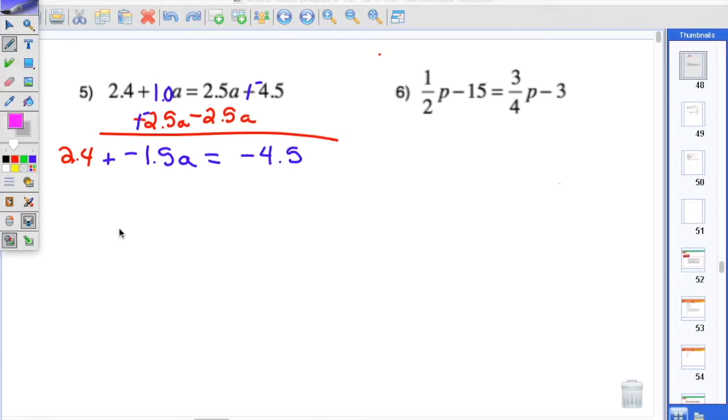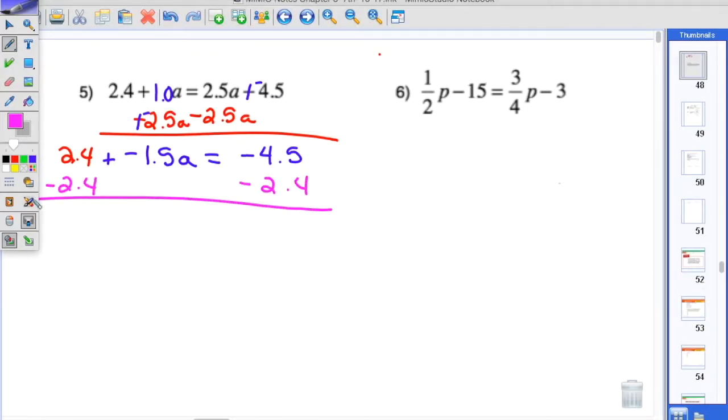Now, we still need to get the variable to one side, so we're going to subtract 2 4/10 from both sides. So the 2 4/10 cancels out, so you're left with -1.5a equals, and we're subtracting the 2 4/10 or adding a negative. So we have the same sign, so we're going to keep the sign and add.